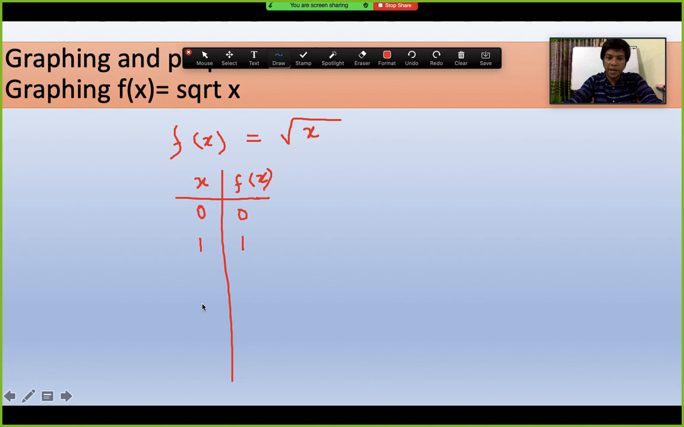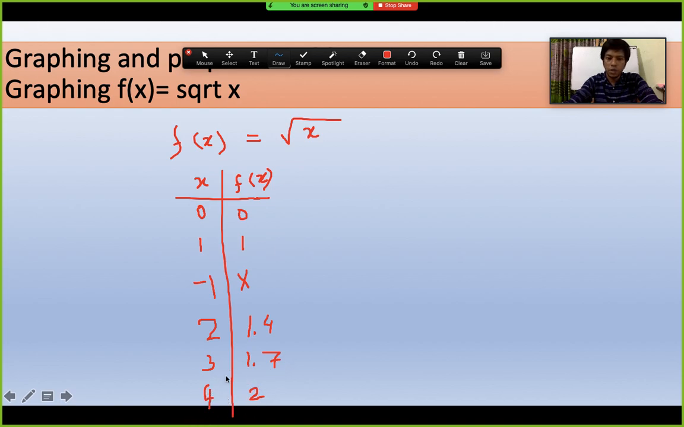And if we try to put negative 1, what happens? If we put negative 1, this is actually undefined. The square root of negative 1 is undefined, so we will not have any value here. Then square root of 2, if we put 2 here, it will be 1.4 kind of, and of course some other decimals, we are ignoring that at this point. Then if we put 3 here, it will be 1.7 and some more decimals. If we put 4 here, then the answer will be 2.